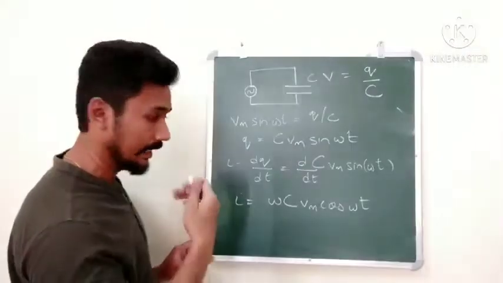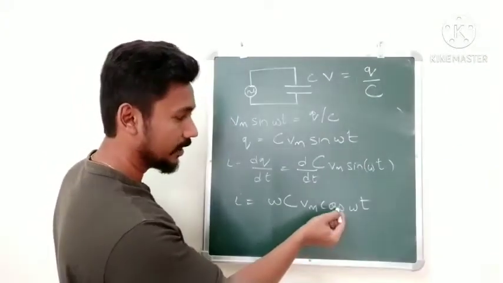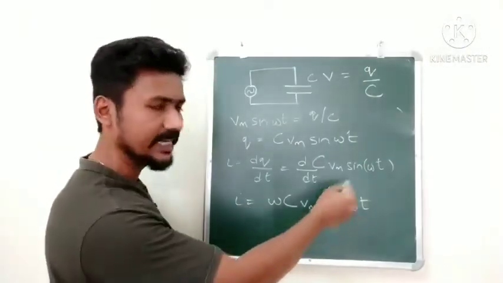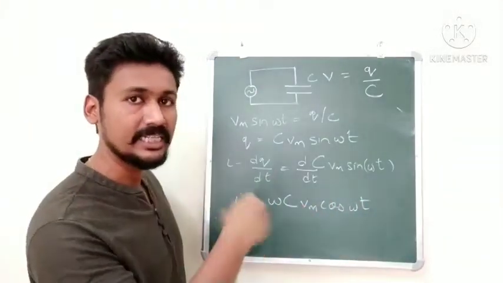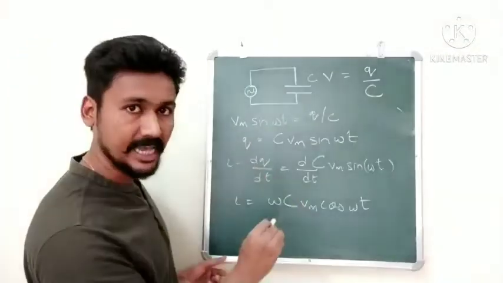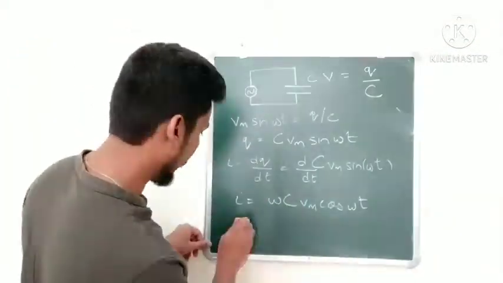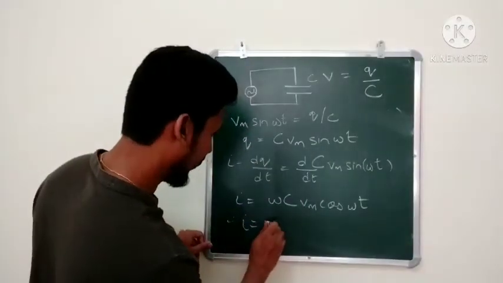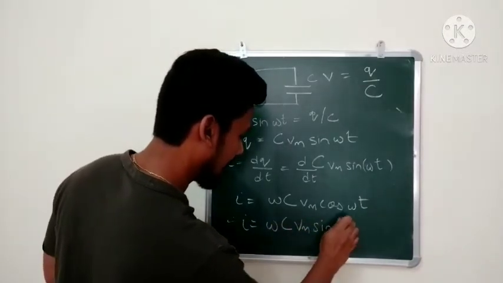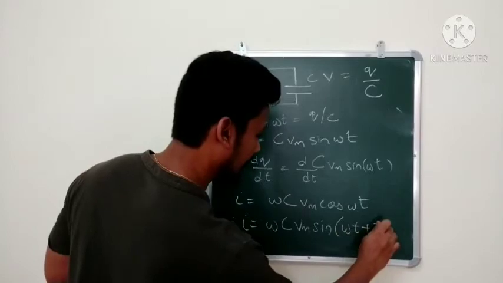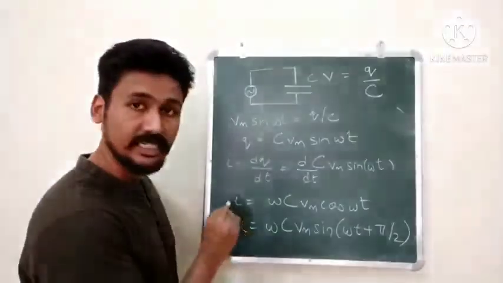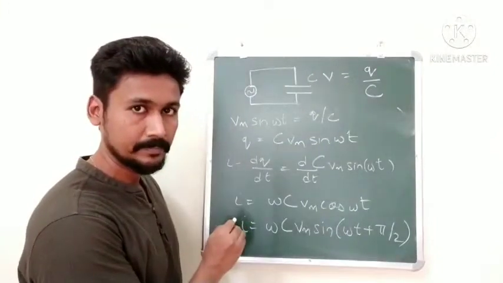Fine till here. Then we will use the identity that cos theta is equal to sine of theta plus pi by 2. So therefore we will get cos omega t as sine of omega t plus pi by 2. Therefore I will get omega C Vm sine of omega t plus pi by 2. Okay, so this expression gives a value for the current.